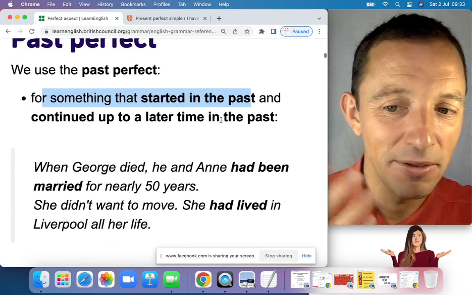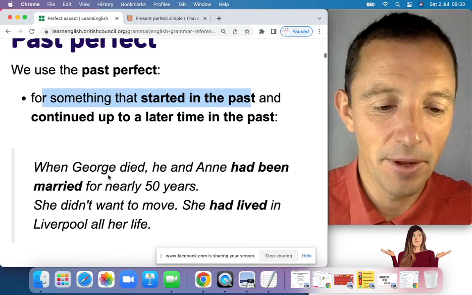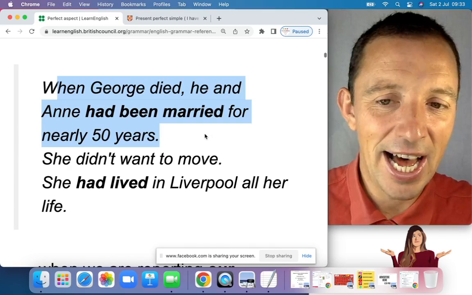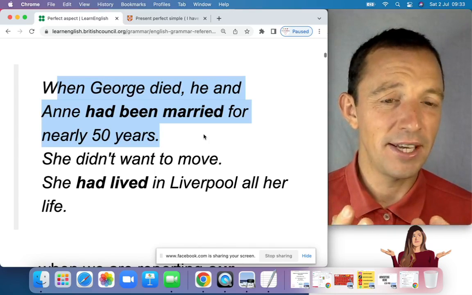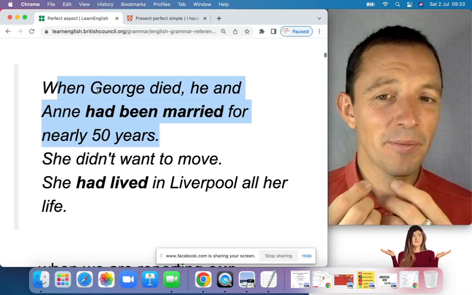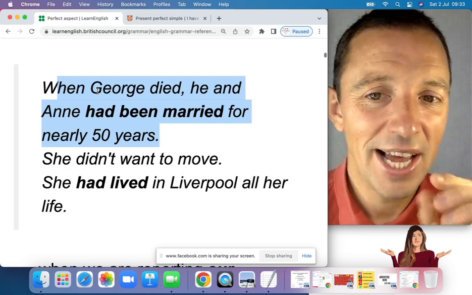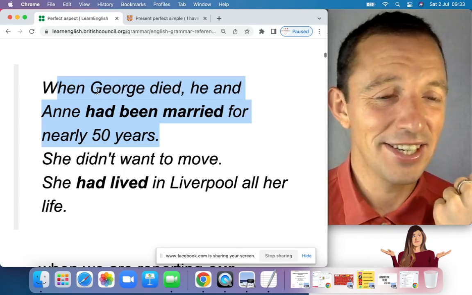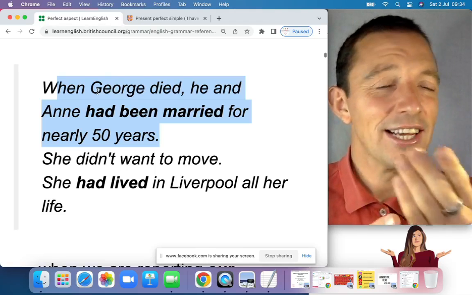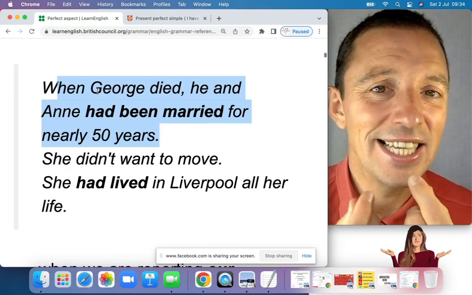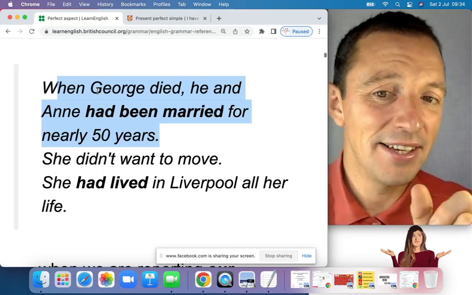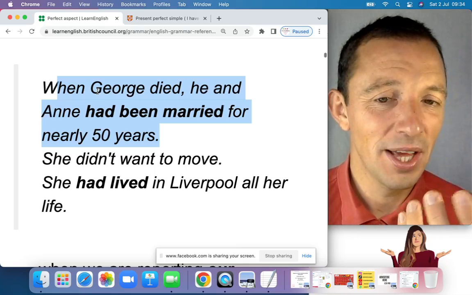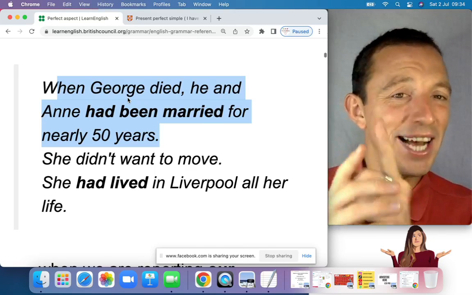For example, we have two different sentences here. When George died, he and Anne had been married for nearly 50 years. So George is the subject. The verb is to die. And this is a very important verb because the past is irregular, die, died. The adjective is dead. So the adjective is dead and the past is irregular, died. The noun, the substantive, is the death. So when George died, this is the past simple.